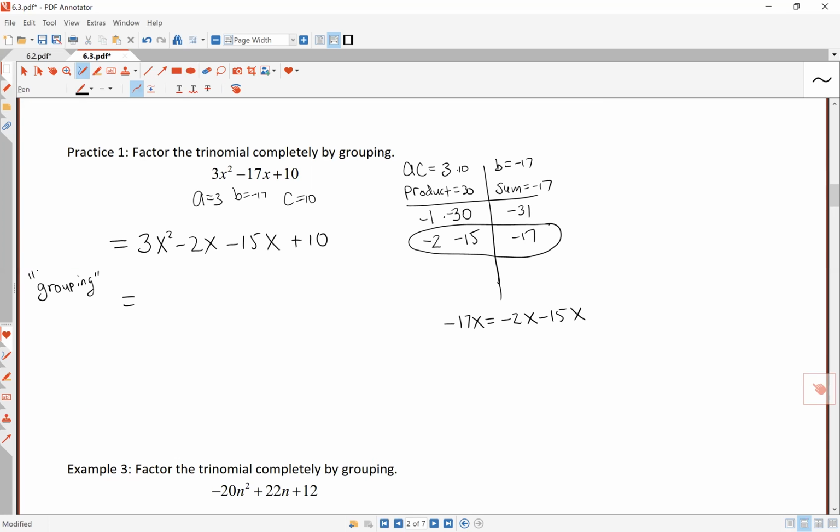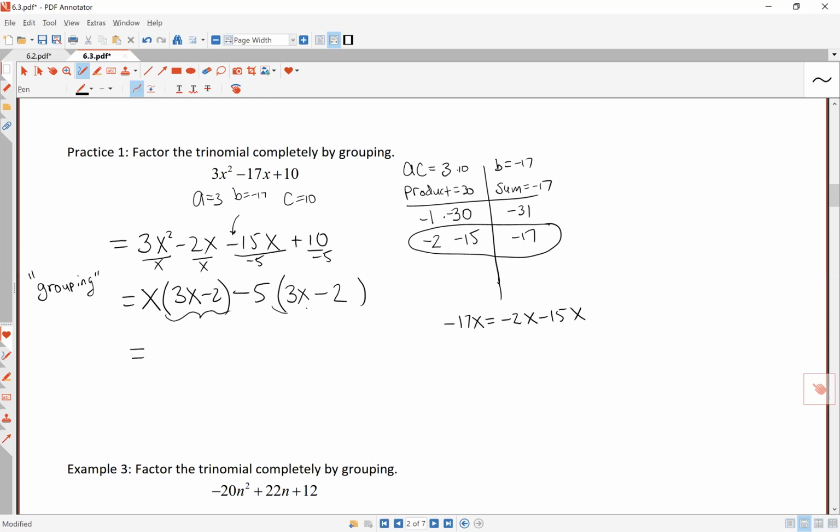From the first pair, we factor out an x. Dividing both of these by x leaves me with 3x minus 2. From my second pair, we have a greatest common factor of 5, but when the third term is a negative, we factor out a negative 5. Dividing both terms by negative 5, negative 15 divided by negative 5 is 3, and 10 divided by negative 5 is negative 2.